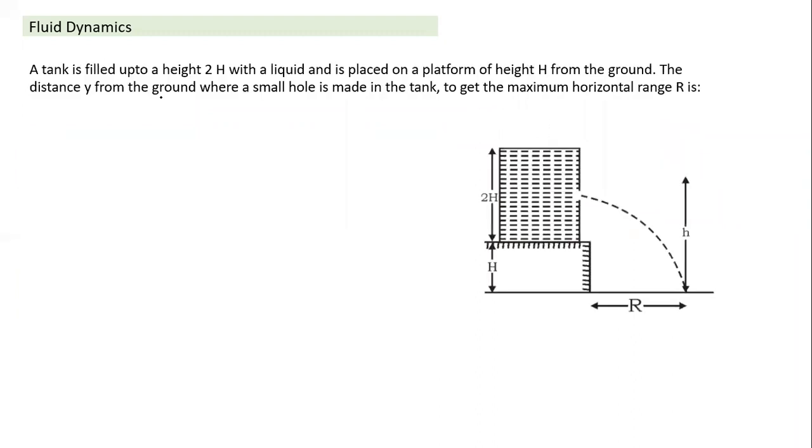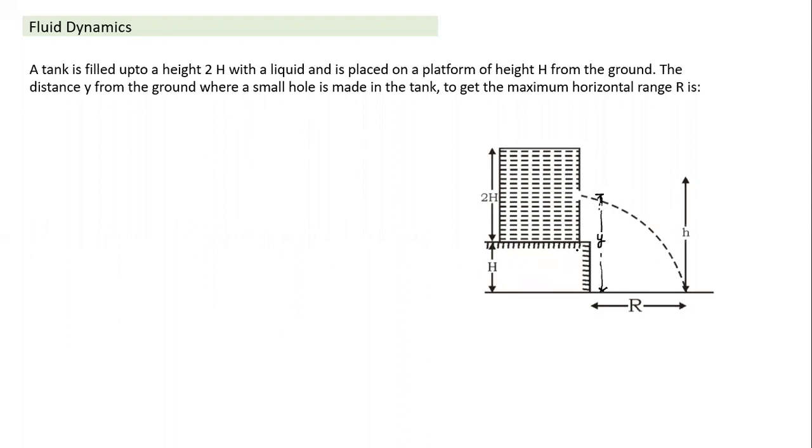The tank is filled up to a height of 2h. There's a liquid tank here, and it is placed on a platform of height h, and that's the ground level here. Distance y. So what is asked here? What is the distance y from the ground where a small hole should be made in the tank so that range is maximum? So we need to calculate where a hole should be punched in the tank, and that distance has to be measured from the ground. What has to be the value of y so that the range is maximum?